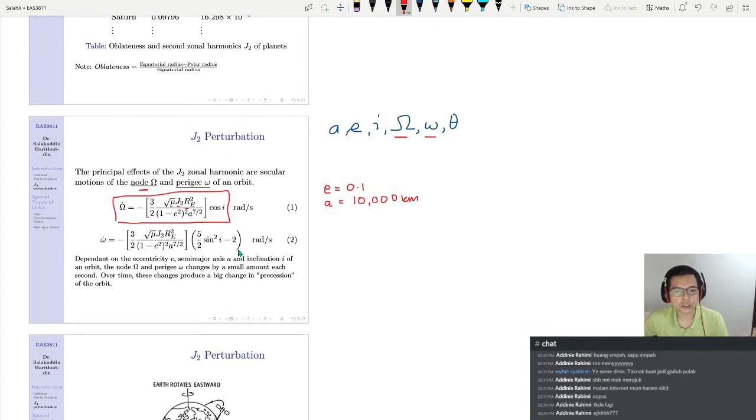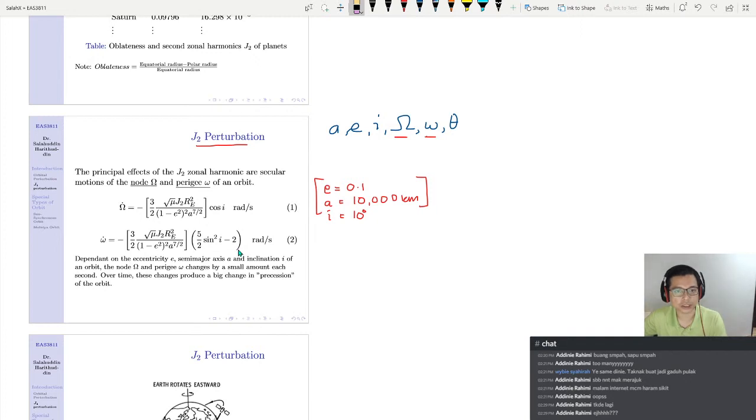Okay, so if you have such an orbit here, with eccentricity 0.1 and semi-major axis 10,000 kilometers, and you know what the inclination is also, let's say a certain degree, maybe 10, you can find out how much your node, how much your Rhine angle is changing over time due to J2 perturbation. So you need these 3 numbers that define your orbit first, then you can know how much J2 is actually changing your node in terms of radians per second.